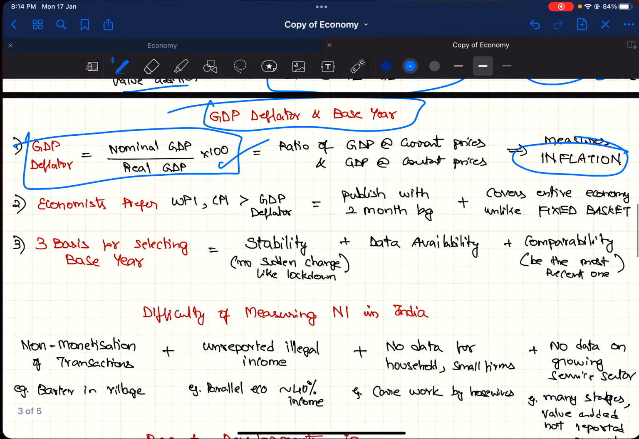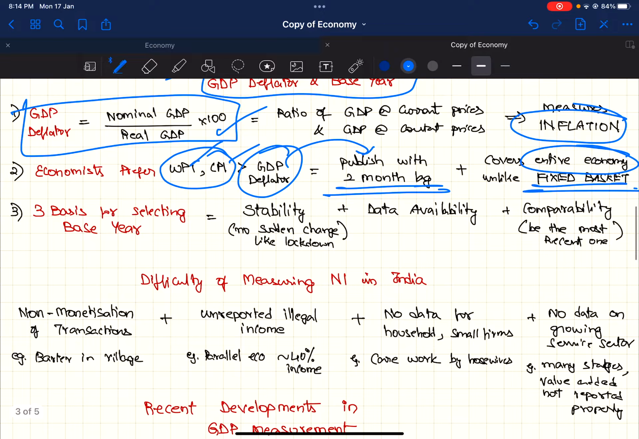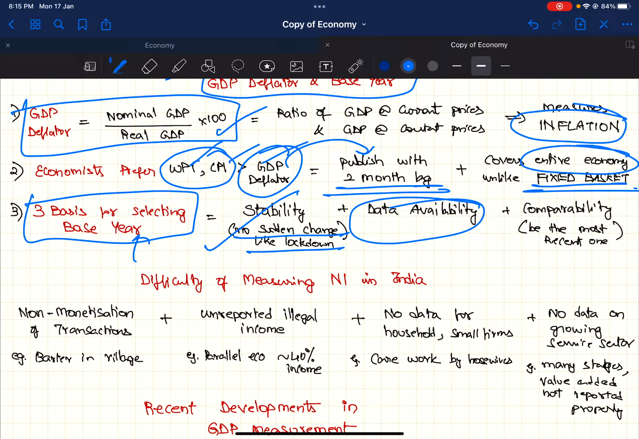And economists prefer WPI and CPI, which are wholesale price index and consumer price index, over GDP deflator, because this is published with 2 months lag, so it will be too late by then. And also it covers the entire economy, whereas these two cover a fixed basket, so we can measure better with these two. So three bases for selecting base year. Base year is the year from which we calculate the constant prices. So stability, I mean, there should be no sudden changes like lockdown, etc. Data should be available and it should be comparable. Therefore, it should be the most recent one.